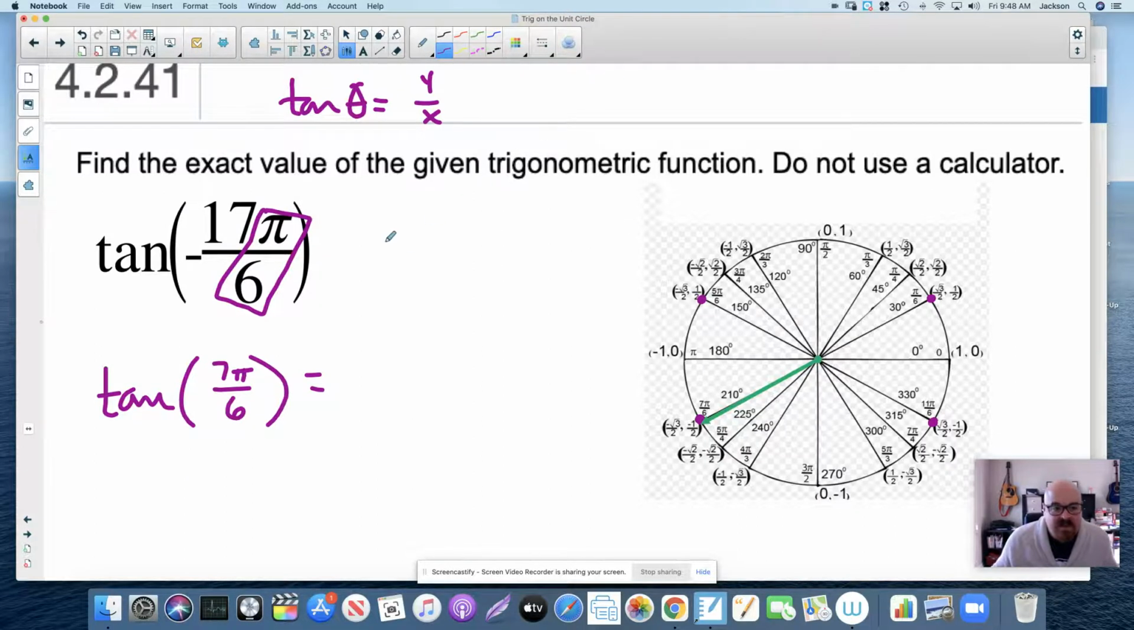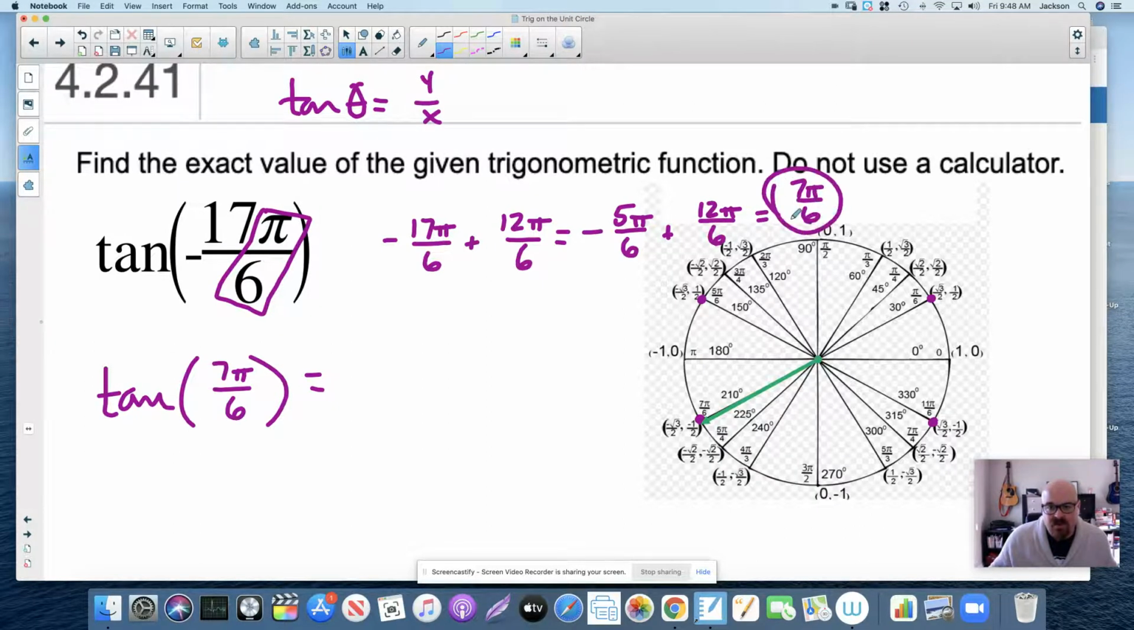If you went off to the sides and said, I'm just going to find the coterminal angle for negative 17 pi over 6, and you added 12 pi over 6, that would be negative 5 pi over 6. If you know where negative 5 pi over 6 is, great. It's right here, the reflection of positive 5 pi over 6. We'll get into that another day. But if I added another 12 pi over 6 to get the positive angle as labeled on the unit circle, I would have gotten to 7 pi over 6 eventually.